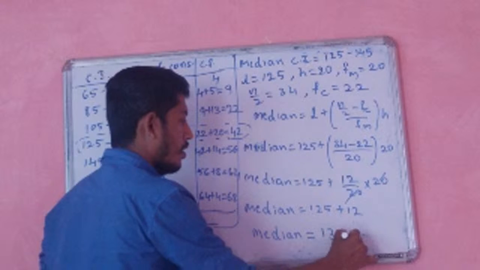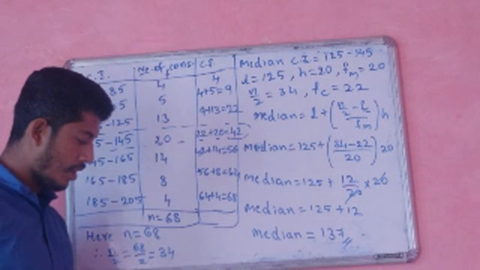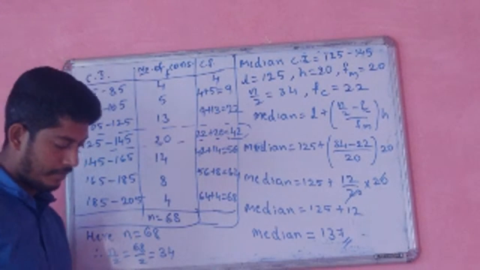Therefore the median equals 125 plus 34 minus 22, which is 12, divided by 20 into 20. So 20 gets cancelled, and the remaining is median equals 125 plus 12. Therefore median equals 137. So the median of the class interval is 137.